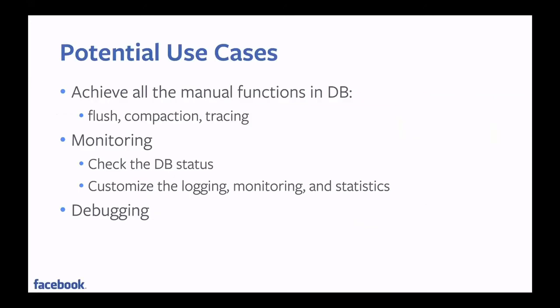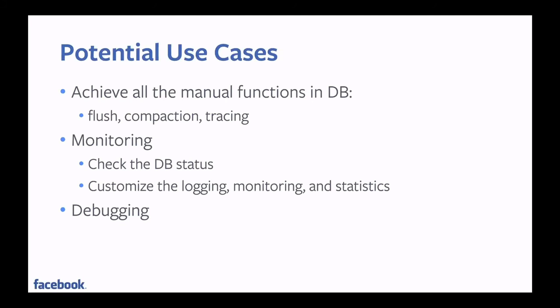As I mentioned, although we have the tracing module, we cannot control it while the DB is running. By adding this monitor module, we just use a command line to communicate with the Swift server, and then we trigger the tracing start and end the tracing. Also, we can manually trigger flush and compaction, do some adjustments for the DB, or even change the mutable options.